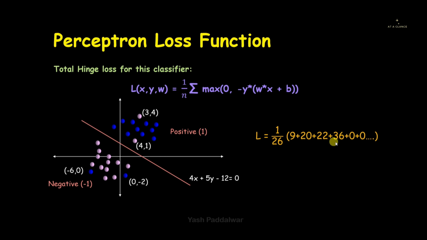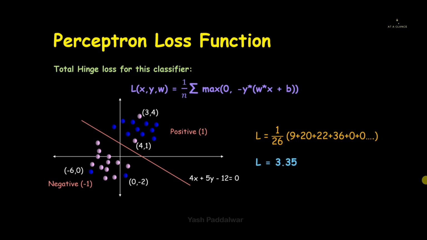And since we had only 4 misclassified data points, and the losses associated with them are 9, 20, 22 and 36, we have written them over here, and then we have written 0 plus 0 and so on, which is the loss associated with the correctly classified instances. When we solve it, we get 3.35 as the total loss. So this total loss is going to be the loss associated with this particular classifier.